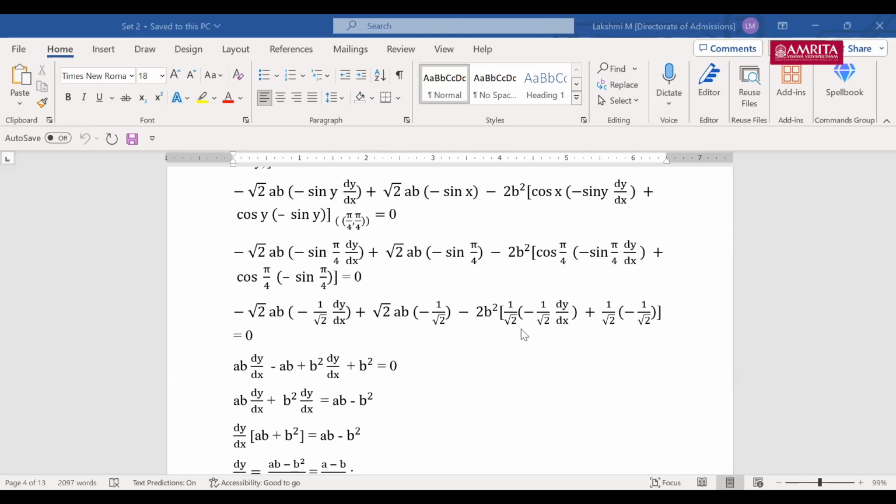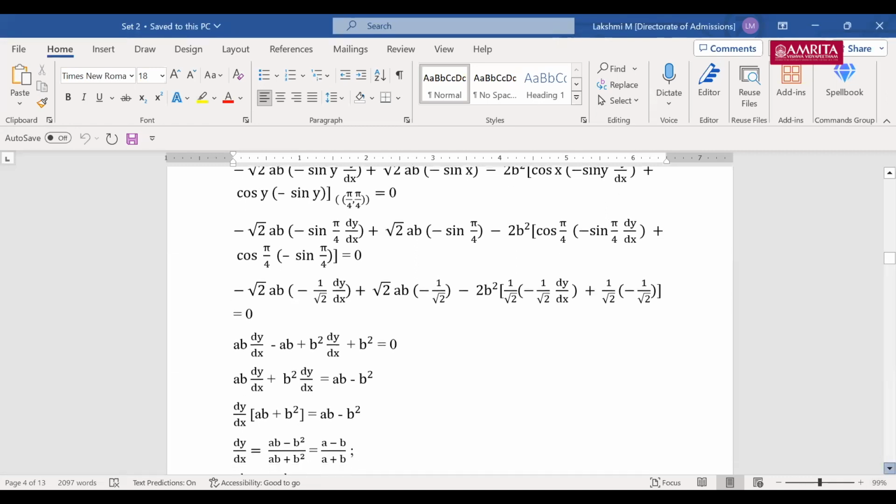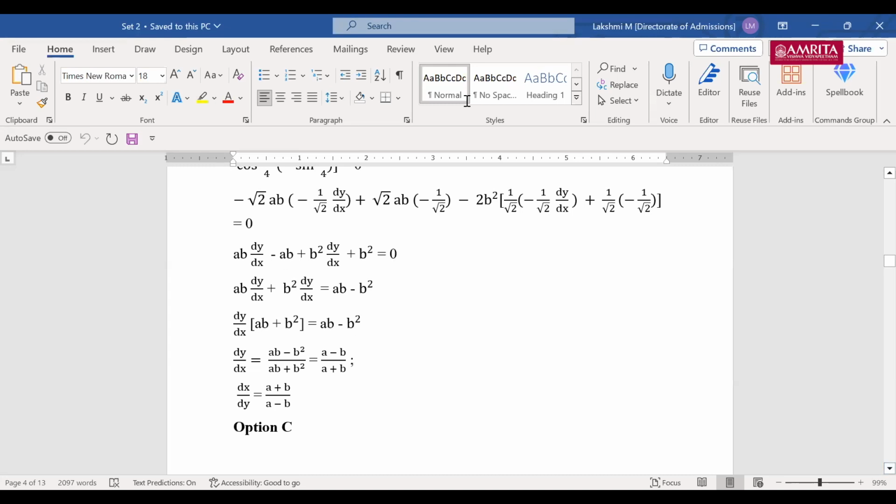So this 2 term will be cancelled and it will be plus b square dy by dx, and here there will be 2b square. This term will get cancelled and also another b square. So b square dy by dx plus b square, that will be the term here. You could just rearrange these terms and find the value of dx by dy. Dx by dy is a plus b by a minus b. So that's option C. I think a lot of students have got this answer correct. Glad to see. It's a very simple question also.